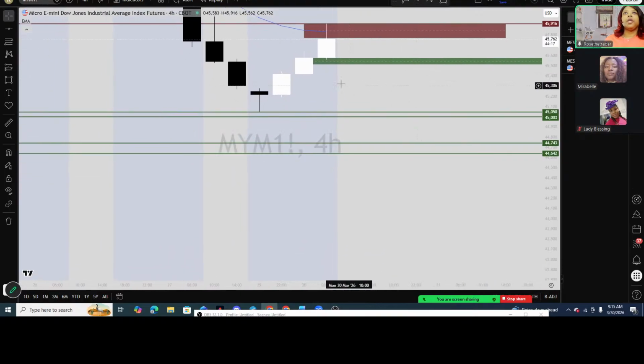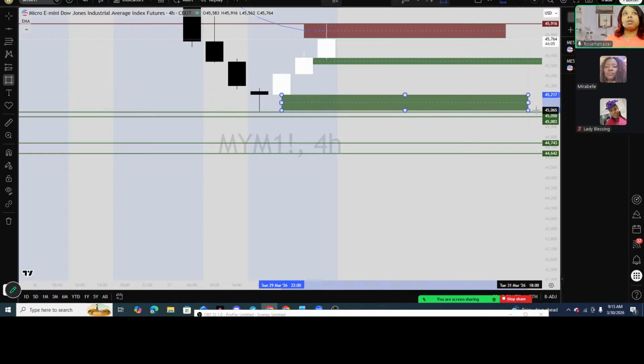Okay, so then we come down here. Here also, this is an area of demand, but it matches with this whole area. So we are going to take this whole area here. It's a huge, strong demand area because it matches with the daily and the 4 hour. So it's going to take a lot for price to break it.